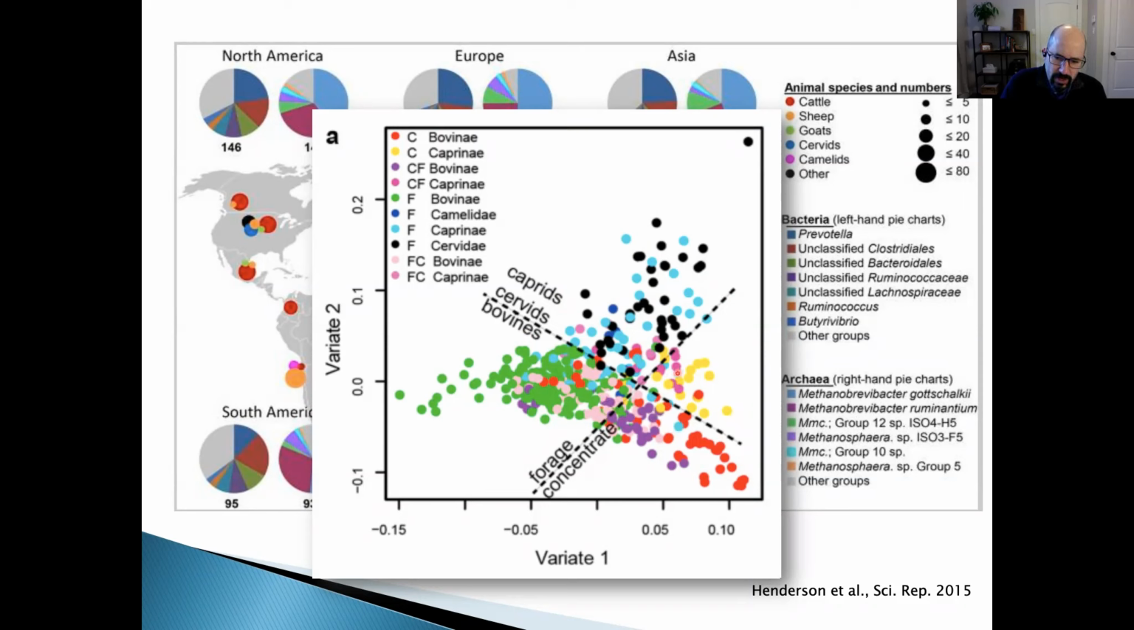And then if you draw another line, you can see that all the samples that were on this side of the line were animals receiving hay or pasture, and all the animals on this side of the line were animals receiving supplementation with concentrate. So two variables that can drive composition here, species and diet. And you can see very evidently by a PCoA that they cluster completely, they are separated by those two variables.